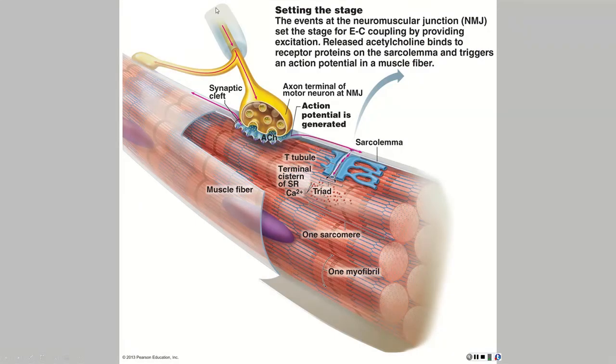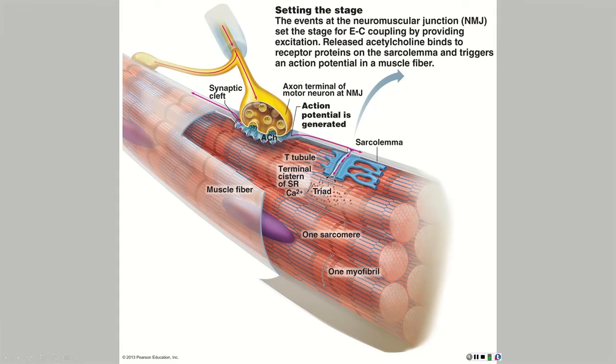Now, everything that we just talked about has happened. We've just excited, we've caused an end plate potential here, and remember all of those proteins that we talked about when we were doing action potentials in a neuron? Well, those exact same proteins are all along the sarcolemma. And an action potential is going to spread in all directions across the sarcolemma, exactly the same way that it did in a neuron.